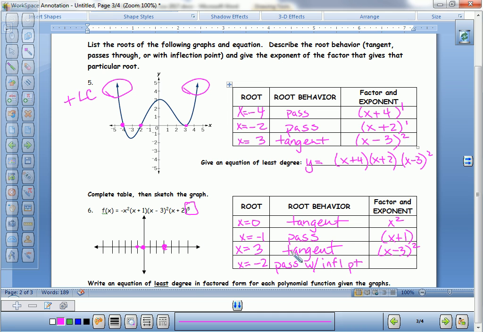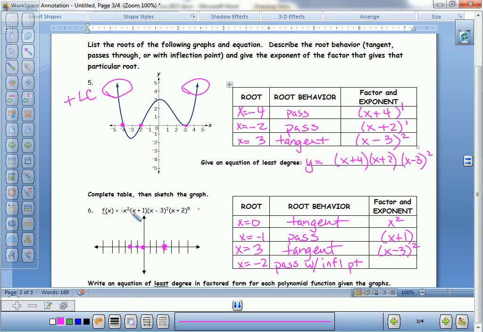So, these tangent ones, if I had put like a 4 right there, that would still be tangent. If it's even, it's always tangent, even if it's not 2. So this one, if it's odd and greater than 1, it passes with an inflection. So that should happen at -2. This can be hard to graph.